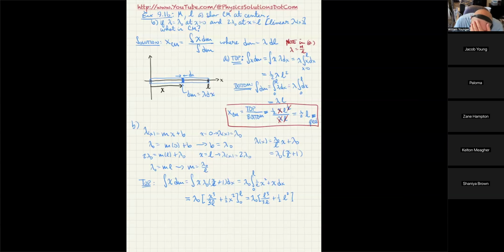So we can simplify this a little bit better. We can say it's lambda 0, and then you notice that this is going to be 1/3 L squared plus 1 half L squared, and 1/3 plus 1 half. If you multiply the 1/3 by 2 over 2, you get 2/6. And if you multiply the 1 half by 3 over 3, you get 3 over 6. So 2 over 6 plus 3 over 6 is 5 over 6. So we're going to get 5/6 L squared. Hopefully that all worked out. All right, now we're going to do the bottom.